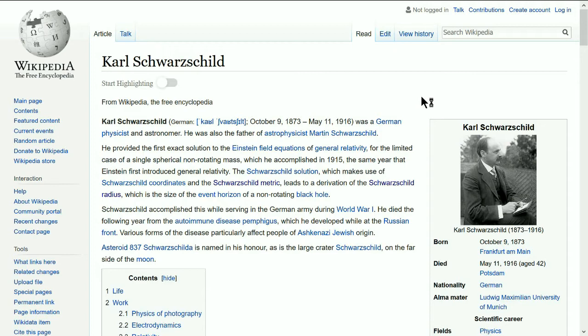So what makes him a particularly sad individual is that he was writing these equations down while he was in a bunker during World War I. And he died the following year while still on the war front of an autoimmune disease, it says. And I just find that very sad, that this brilliant man had come up with these brilliant solutions to Einstein's field equations, and then he died. I think that is terribly sad. But let's move on.